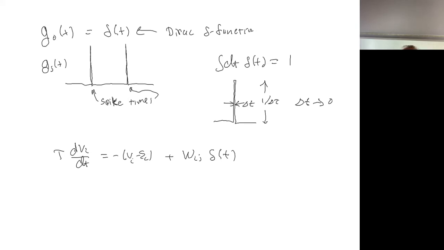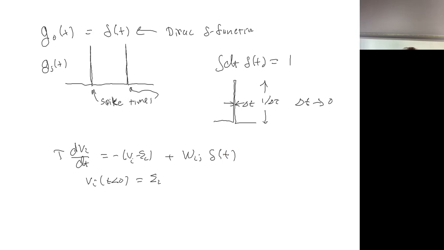We can look at V_i of t across the interval from t minus delta T to t plus delta T. Let's be a little more clear. V_i at t less than 0 equals E_leak. So the neuron is just sitting at the leak membrane potential, doing nothing. It gets a big kick on the right-hand side, and that causes a big jump.